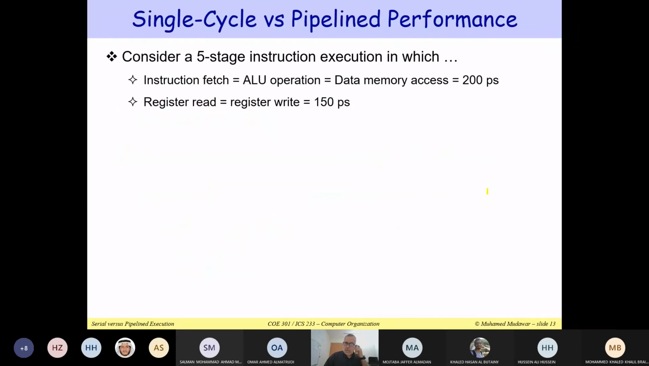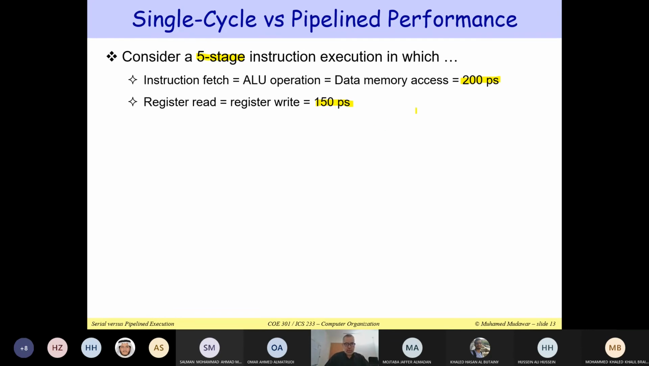Right. Let us take a look here at a simple performance example before I go into the details of how we can implement the data path and control. So this is an example about single cycle versus pipeline performance. Here we have a 5-stage instruction execution pipeline, what we have seen in the previous slide. Instruction fetch, ALU execution and data memory access are 200 picoseconds, whereas register read and register write are 150 picoseconds. So to read or to write into the register file, it takes less time.